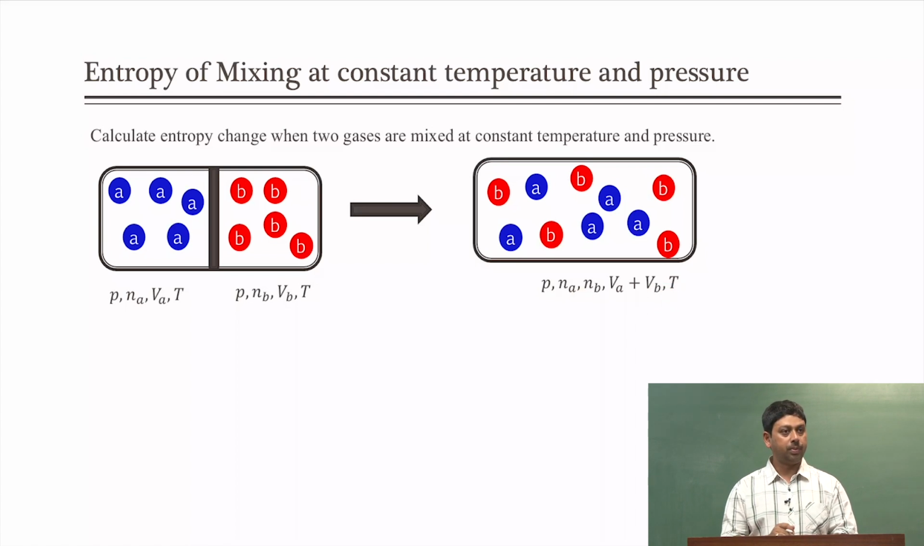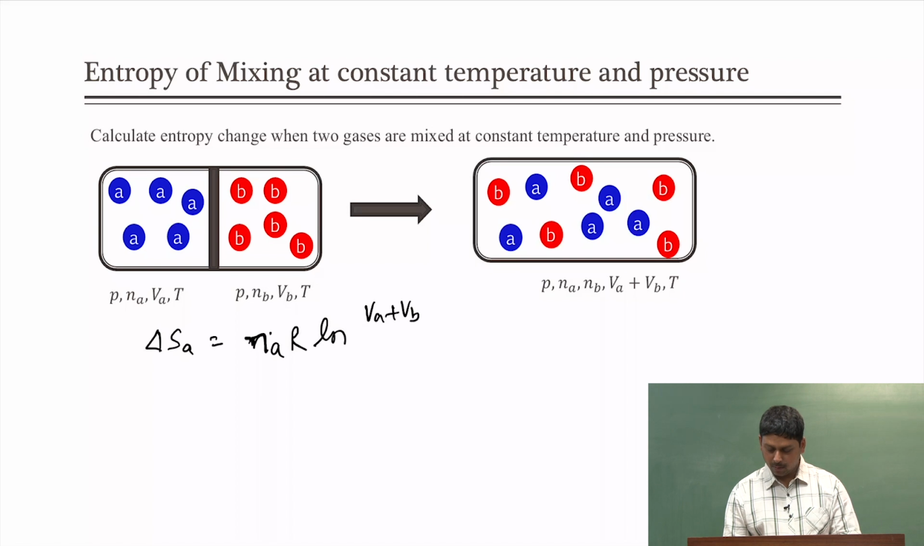So, what is the change in entropy for both the systems? We can calculate that by first finding the change in entropy of system A. If we do not look at the other part, then it is going from VA to VA plus VB, right. So, what is the formula for that expansion? It is plus N A R ln (VA plus VB) by VA.